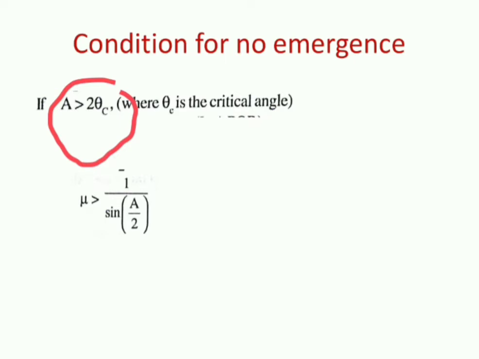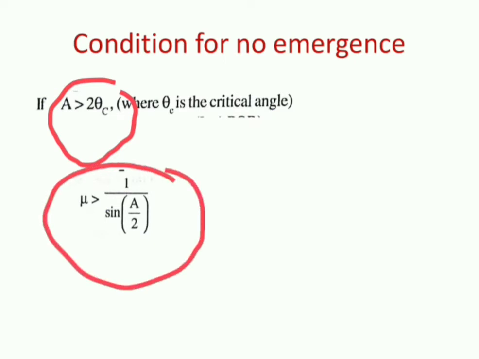And if A becomes greater than 2 theta c, where theta c is the critical angle, we can also write mu greater than 1 by sine of A by 2, where A is the angle of prism. These are the conditions for the light ray not to emerge out of the prism and to undergo total internal reflection.